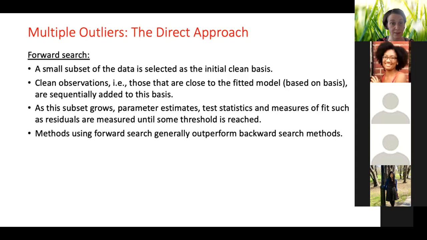And as this subset grows, as we make our sample larger and larger, we constantly check the parameter estimates, the test statistics, and measures of fit, until we reach some threshold. At this threshold, we decide, okay, this next value is an outlier, so we're not including that in the model anymore. And so the forward search methods are usually much better than the backward search methods.